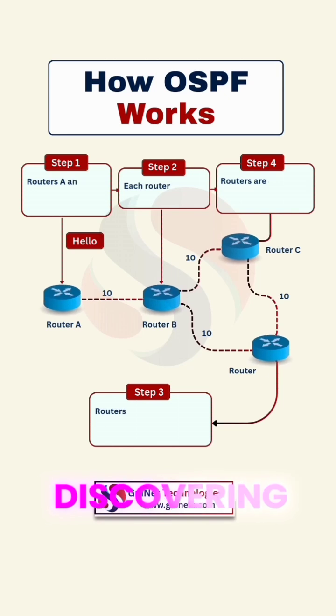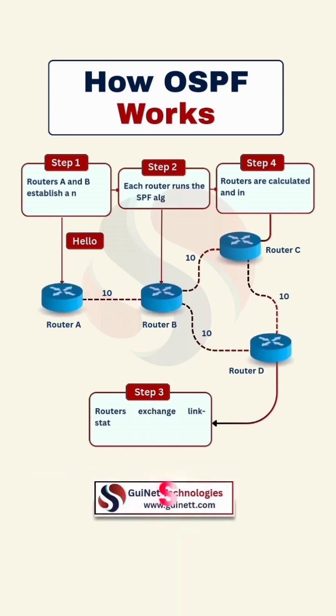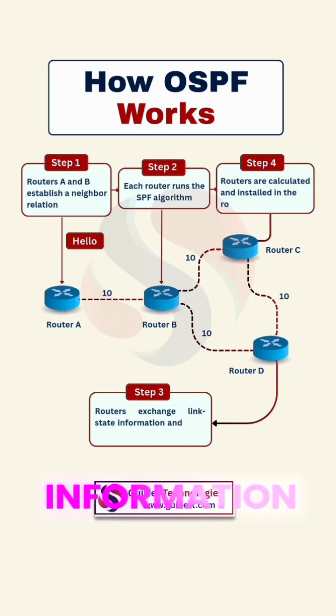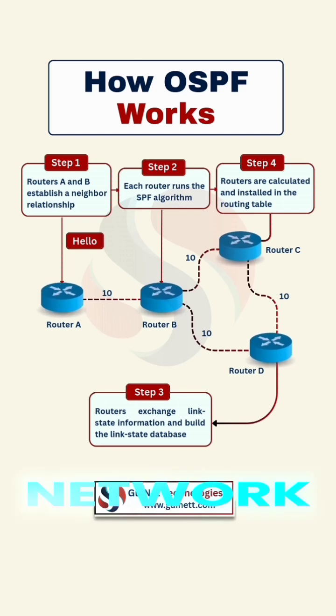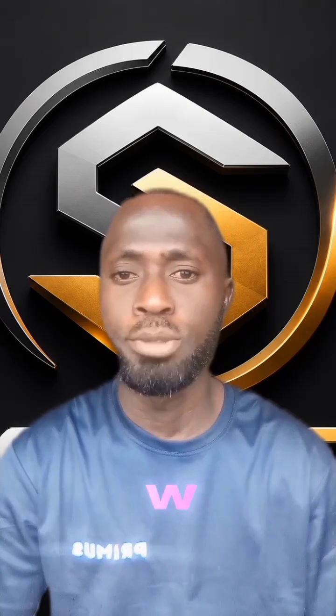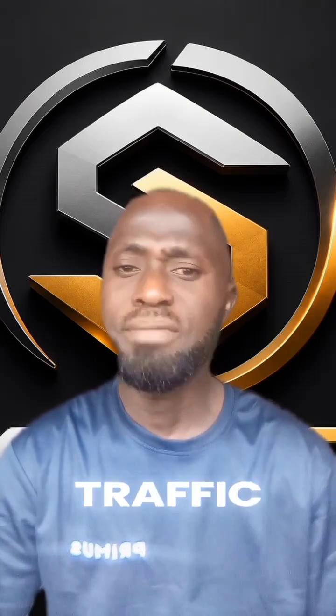How does OSPF work? Routers discover neighboring OSPF routers. They also exchange information about the networks they know. Each router builds a map of the network. OSPF calculates the best path using the Shortest Path First algorithm, which was developed by Edsger W. Dijkstra. Traffic is sent through the lowest cost path.